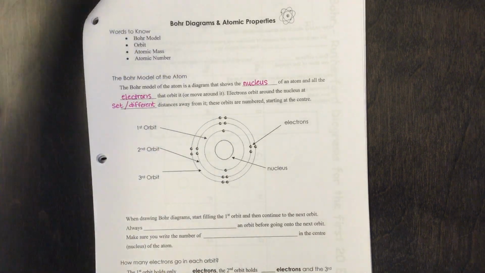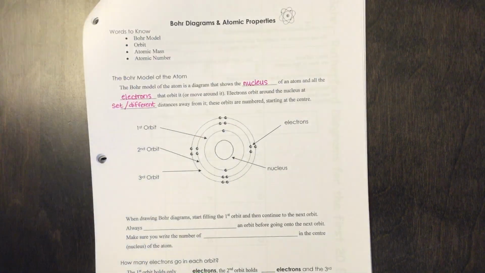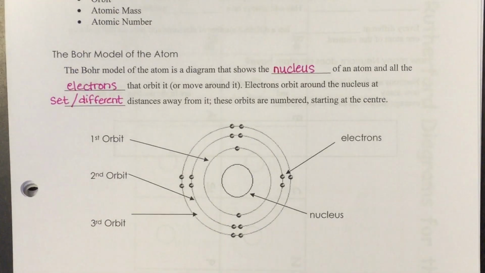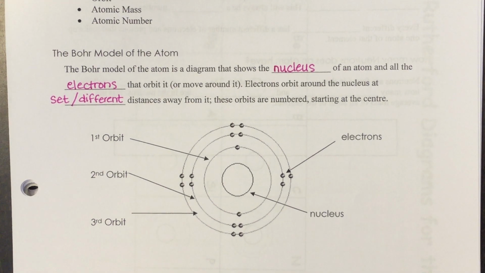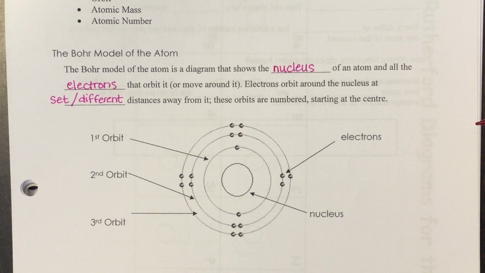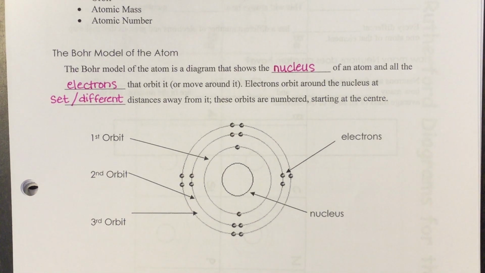Okay. The Bohr model of the atom. I'll zoom in here a little bit. The Bohr model of the atom is a diagram that shows the nucleus of an atom and all the electrons that orbit around it or move around it. Electrons orbit around the nucleus at set or different distances away from it, and these orbits are numbered starting at the center. So the Bohr model is the model that we study in grade 9 and grade 10 chemistry, and then in grade 11 and grade 12 you build on it and learn some more complexities about it.